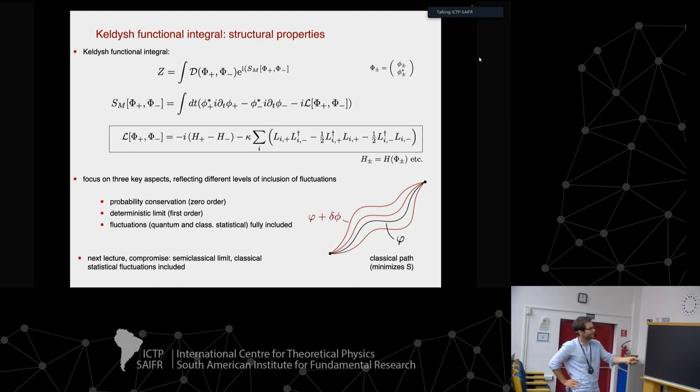And in the next lecture, we take a compromise where we take a specific sort of fluctuations into account in what is known as a semi-classical limit of this Keldysh path integral.